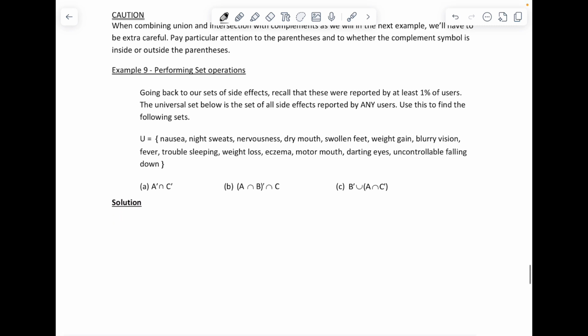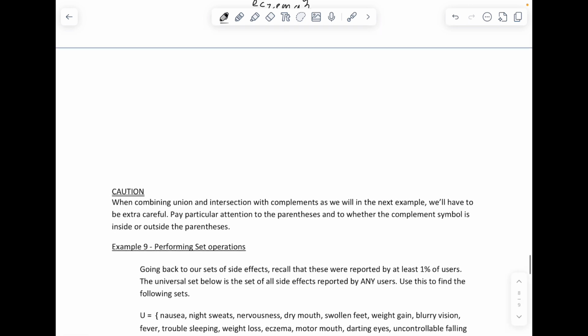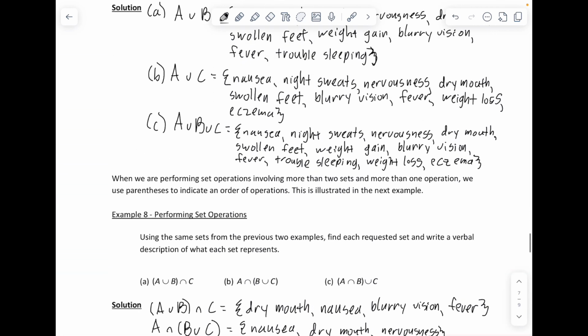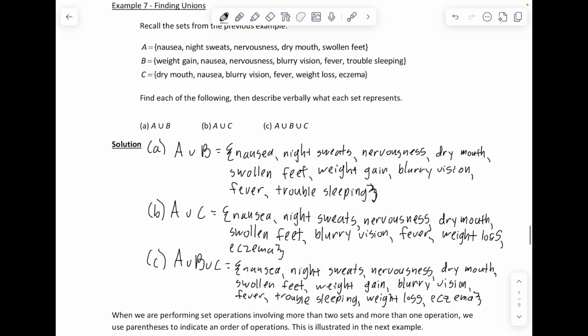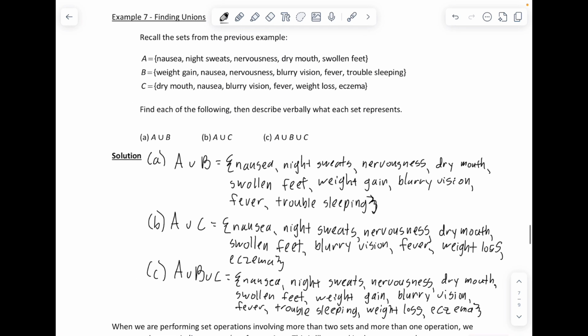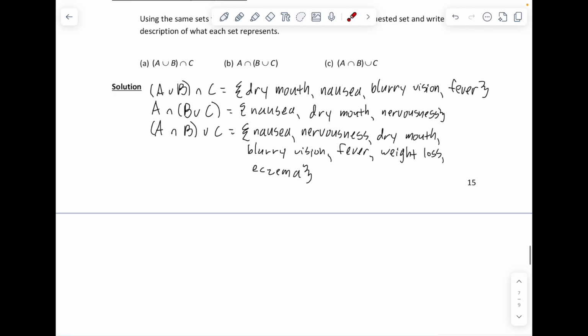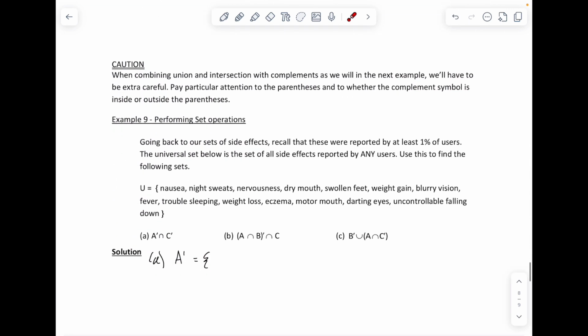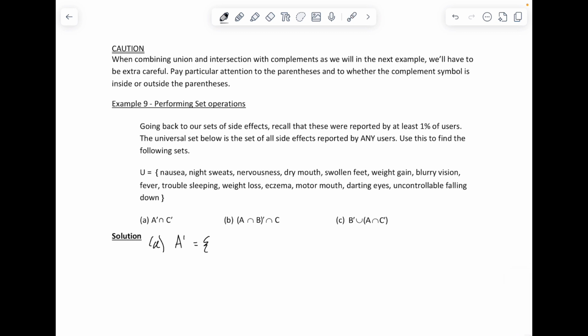So for each of these, for A, first we have to find A complement. And for this, you might need to review what sets A, B, and C are. But A complement will be any elements that are in U but are not in A. So A includes nausea, night sweats, nervousness, dry mouth, swollen feet. So A complement would be the elements that are in U but not in A.